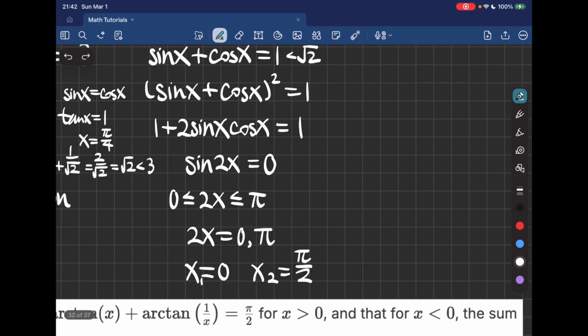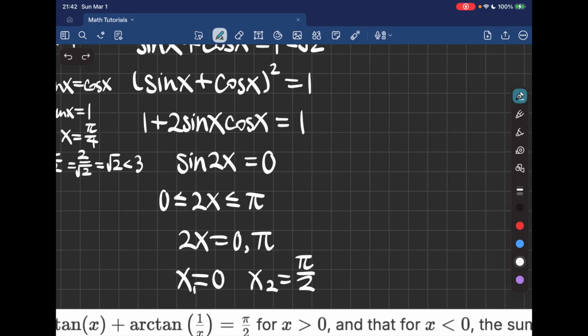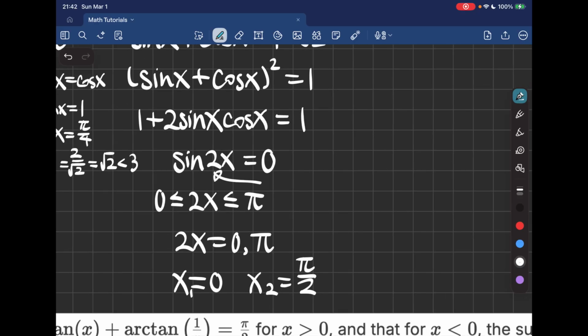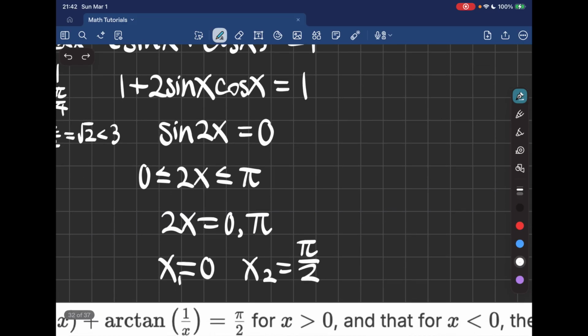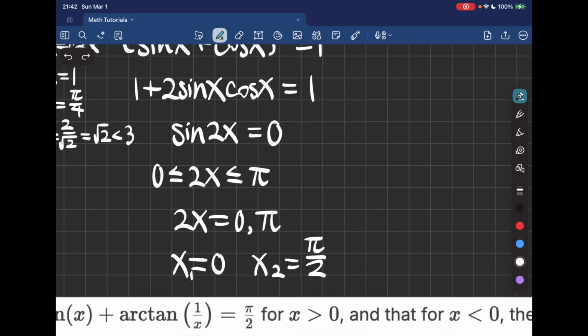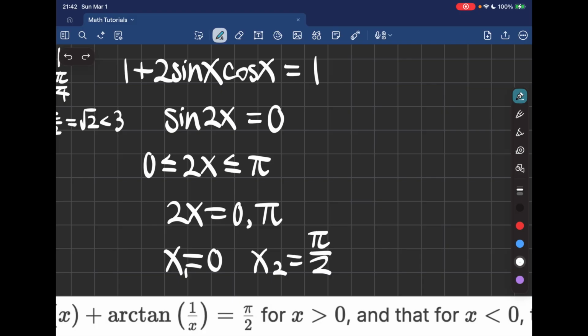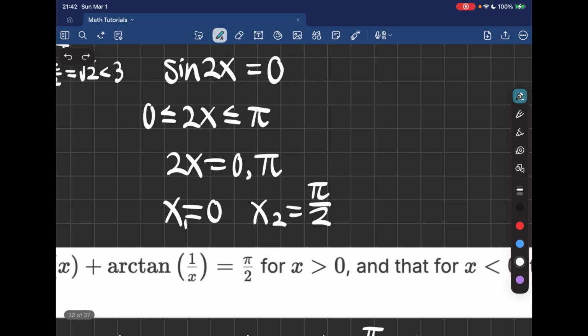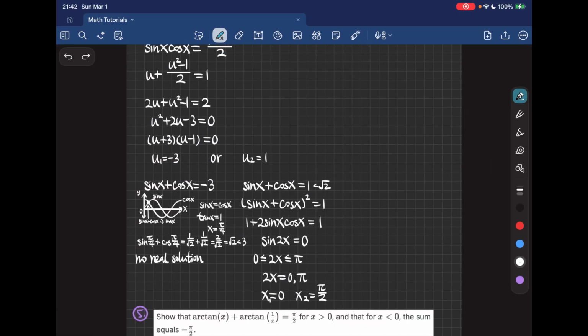And so we can simply write sine 2x equals 0, because there's a formula in the table booklet that says this equals 2 sine x cosine x. And since we have a factor here for x, we want to multiply the domain for x, both sides, by 2, and now we have this. And we solve for 2x, and 2x can be 0 or pi. So x can be 0 or pi over 2, and if you check them, they're correct.